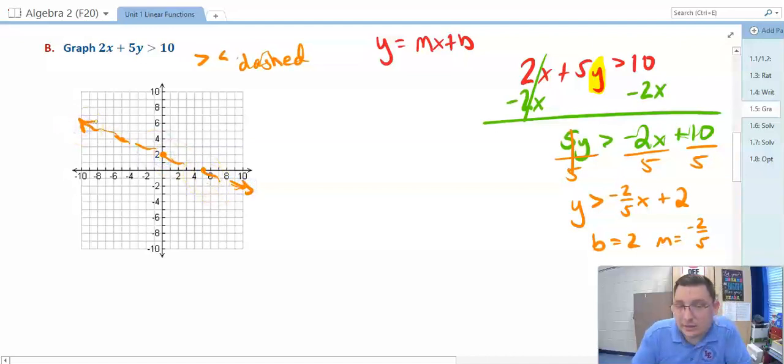It's not connected. Okay? And so what's going to happen is any point that is along this line will not be a solution to the final answer. So, for example, the y-intercept of 0, 2 will not satisfy this inequality because if I plug in 0, 2, I end up with 10.